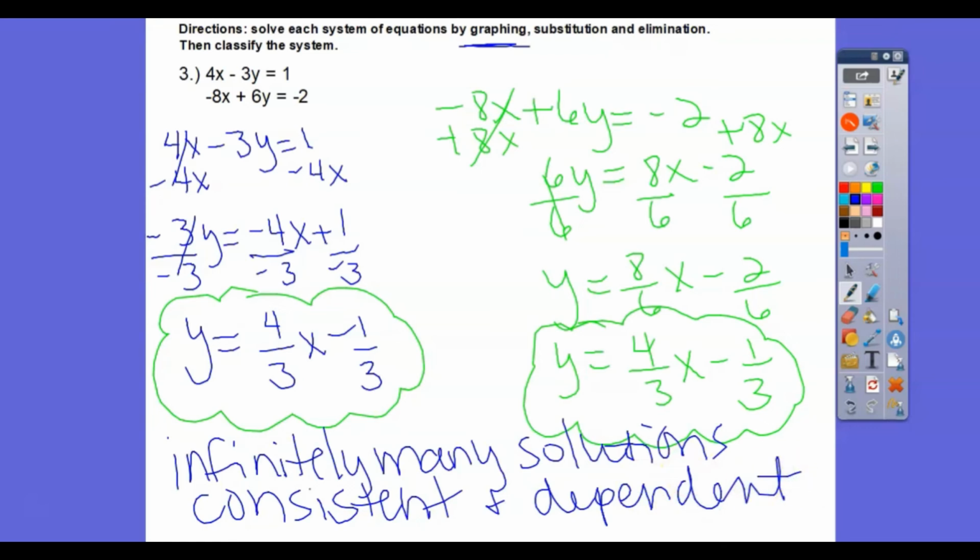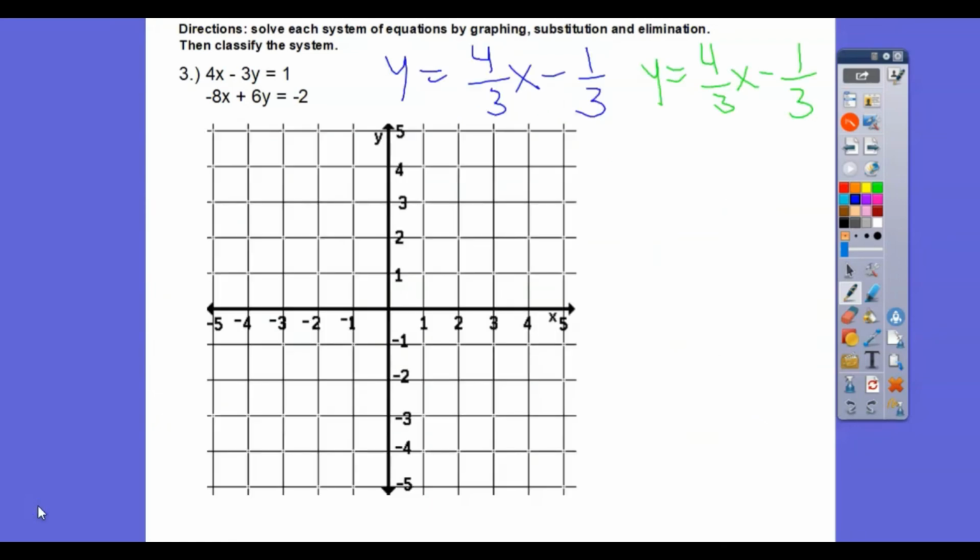Let's go ahead and graph it. We're ready to graph this. Remember that we actually ended up with the same exact equation. The y-intercept is negative 1/3. So I come down here and you try to go a third of the way. So it's not exactly a half. It's a third of the way. So that's the y-intercept, negative 1/3. And then you go up 4/3. So you go up 4. So up 1, up 2, up 3, up 4, and over 3. 1, 2, 3.